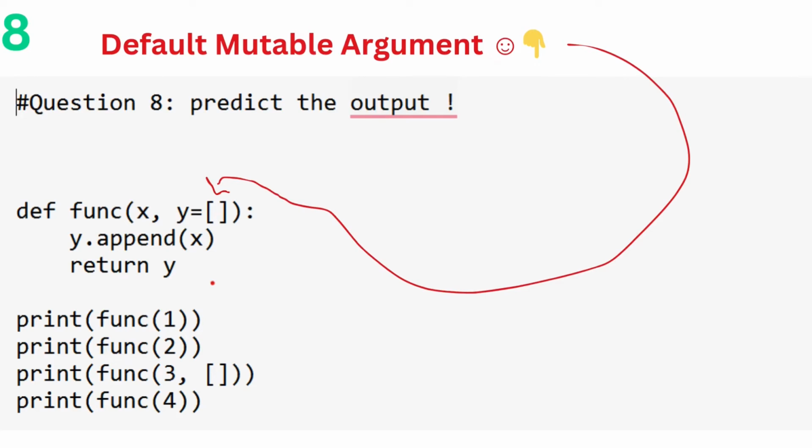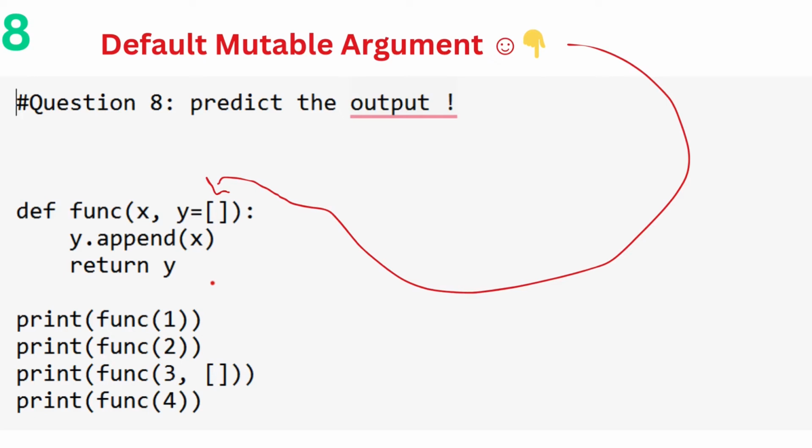Regarding our question 8, it is a function that has two parameters, x and y. It has a list as a default value, and what is happening? We are just going to get the value x and append it to y, and we are returning that y value. Okay, and we got some function calls as well.